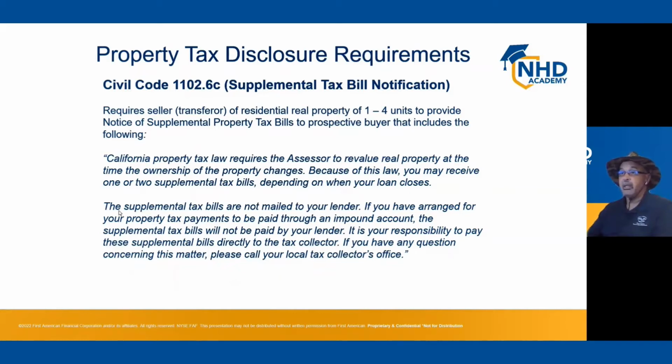And we talked about the time frame for when a buyer would receive 1 or 2 supplemental tax bills. The supplemental tax bills are not mailed to your lender. You have arranged for your property tax payments to be paid through an impound account. The supplemental bills will not be paid by the lender. It is your responsibility to pay these supplemental bills directly to the tax collector. If you have any questions concerning this matter, please contact your local tax collector's office. This is basically the notice that we include in our tax disclosure report along with the signature line for the buyer. And we will take a look at an example.